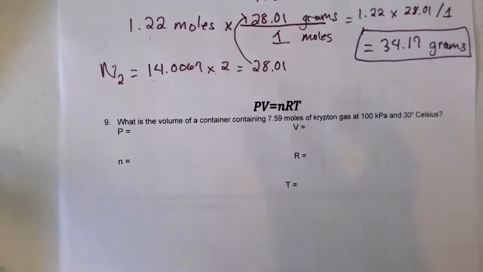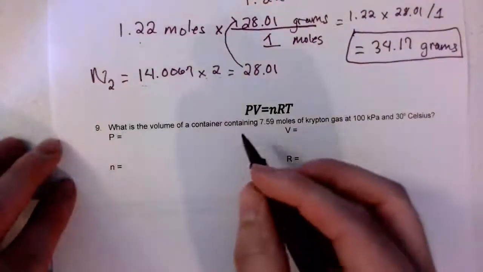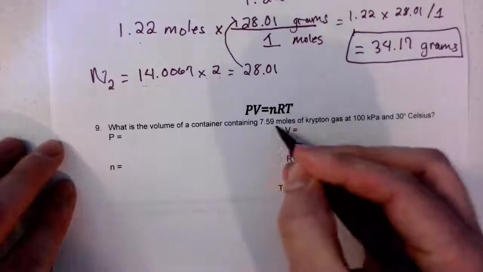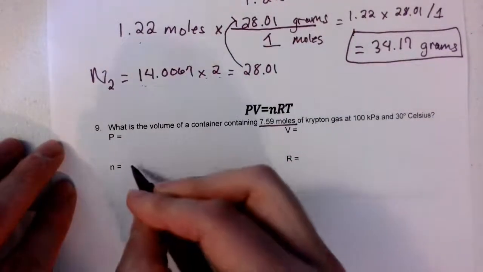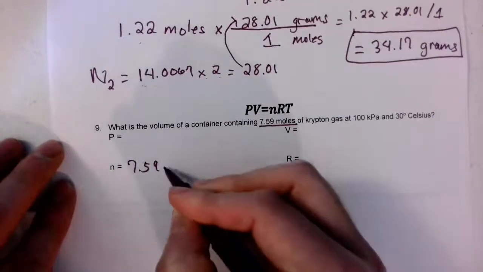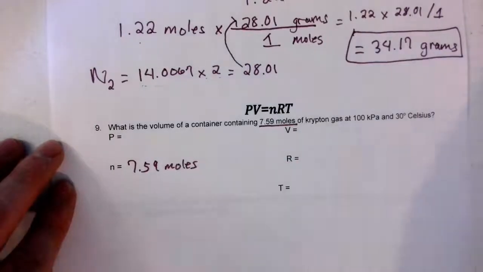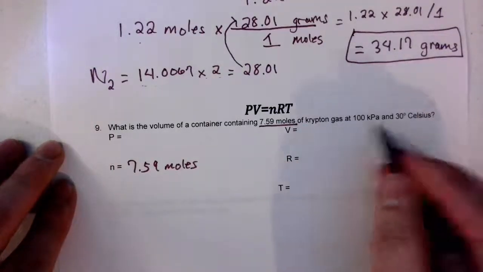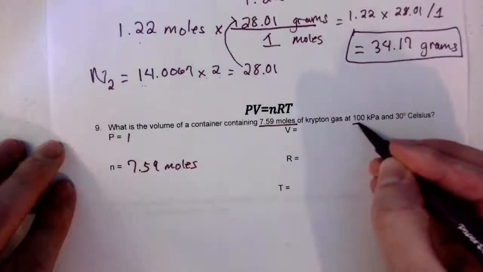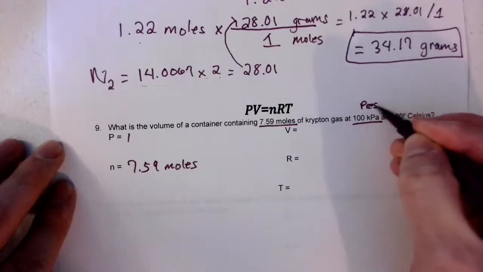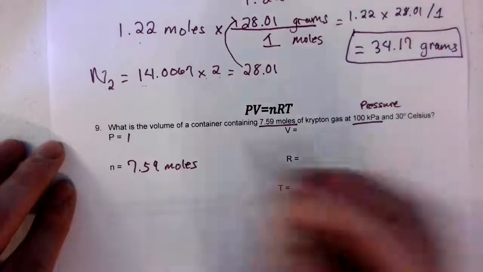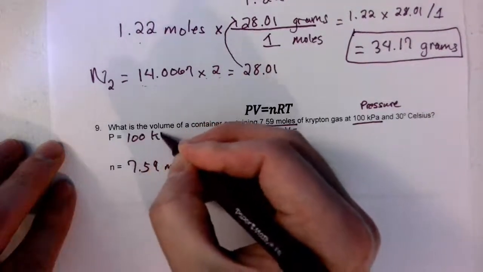Alright, so number 9 is saying, what is the volume of a container containing 7.59 moles of krypton gas at 100 kPa and 30 degrees Celsius? Alright, so it says, what is the volume, we'll come back to that in a second, containing 7.59 moles. Since it says moles here, that has to be the n, 7.59 moles. Alright, of krypton gas at 100 kPa. So 100 kPa, that is going to be a pressure. But I see that as a problem. Let me fill this in and I'll tell you why.